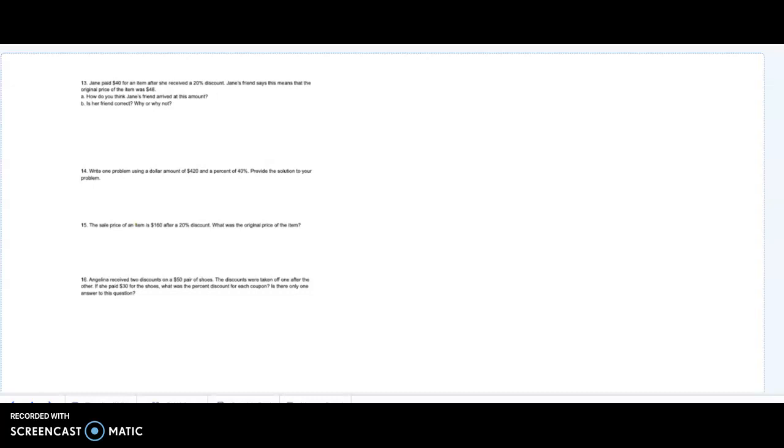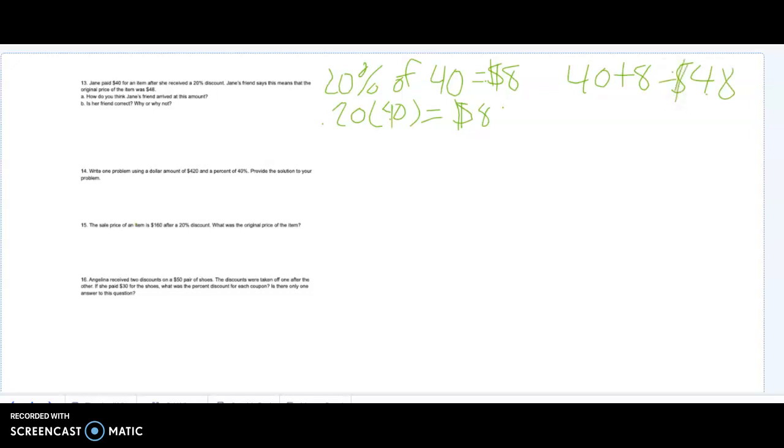Well, what she's probably going to have done is say 20% of 40 equals $8. And if you do that, 20% times 40 equals $8. Then she added $8, not 80, sorry. Then she said 40 plus 8 is $48. Okay, that's probably how she got to that.